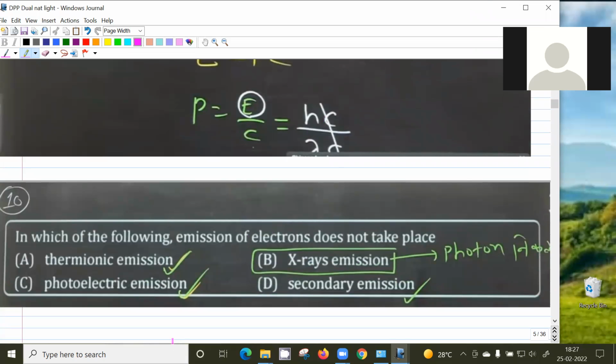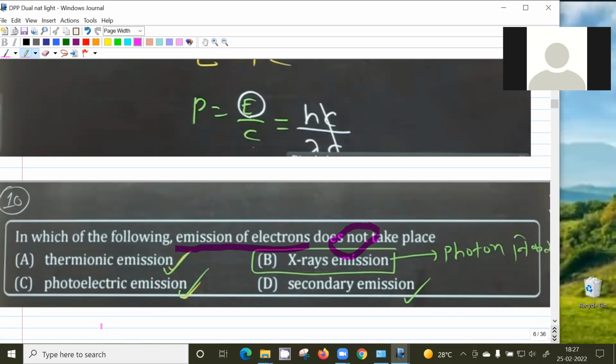This one: in which of the following does emission of electron not take place? Thermionic emission is what? It is not based on photons. If we give heat, an electron will be emitted. So there will be emission of electrons, right?